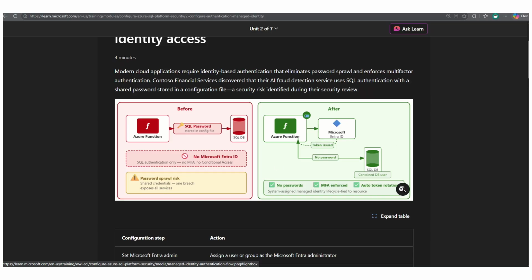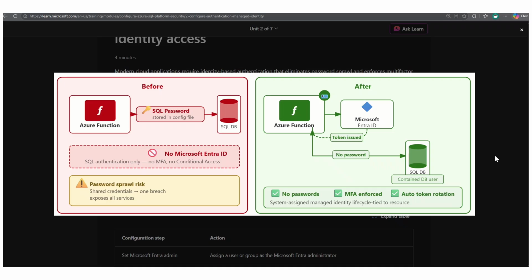After we made those changes, we have an Azure function that would get a token from Microsoft Entra ID. There are no passwords. MFA is enforced, again, if a user is signing in, but you would use the system assigned identity for an application, and then you get automatic token rotation. So again, system assigned managed identity lifecycle is tied to the resource. We talked about that as well.